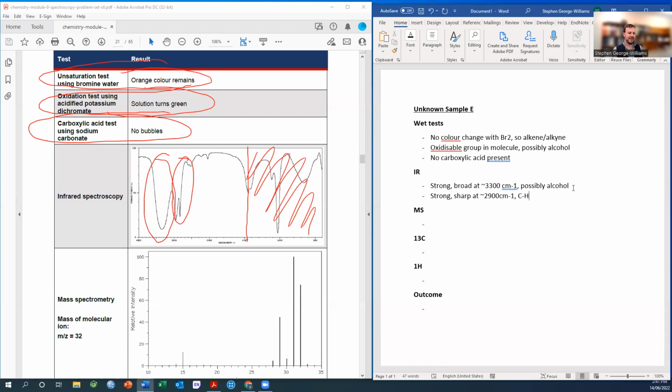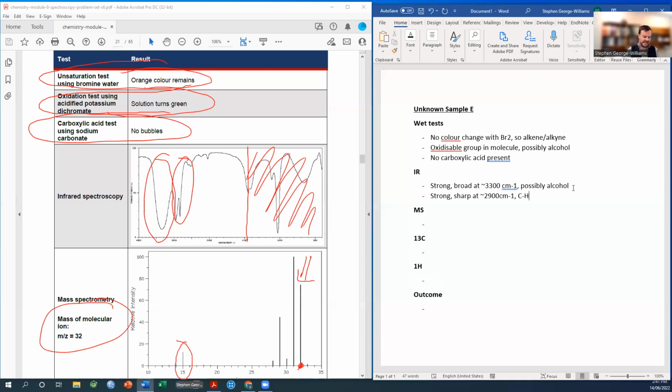Moving into the mass spectrum, what I can see, we're already told the molecular ion is 32, but I can read that off and confirm that my molecular ion is indeed about a mass to charge ratio of 32. I don't tend to look at fragmentations. You can spend a lot of time there, but there are some very common ones present.